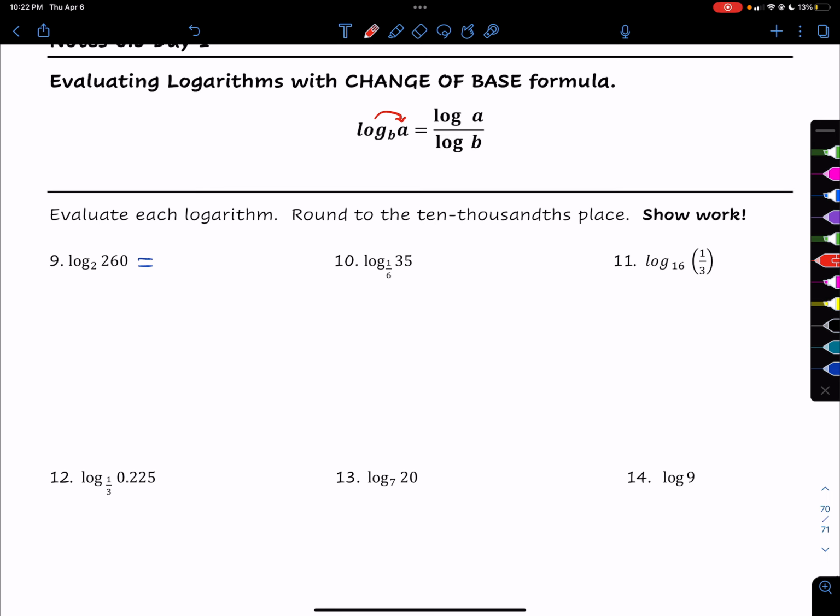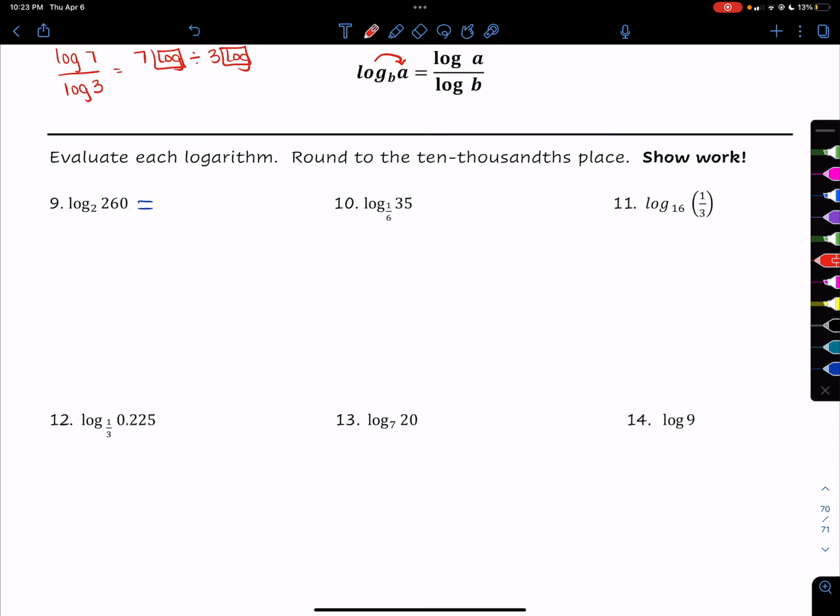Now, remember when you're entering these in your calculator, we need to enter them backwards. So for example, if I had log of 10, that's probably not the best number to use. Let's say I had log of 7 divided by log of 3. Then in your calculator, you would type in 7 log divided by 3 log. Okay. All right. So let's go ahead and go on to number 9, evaluating.